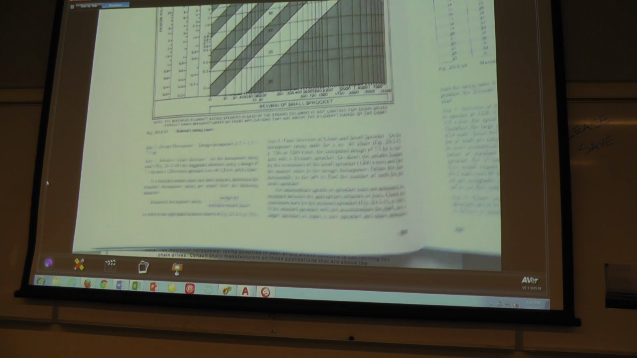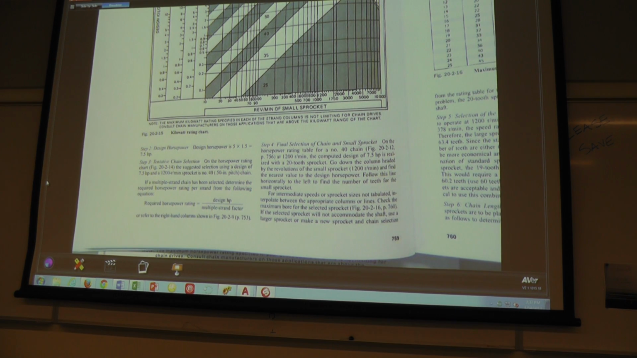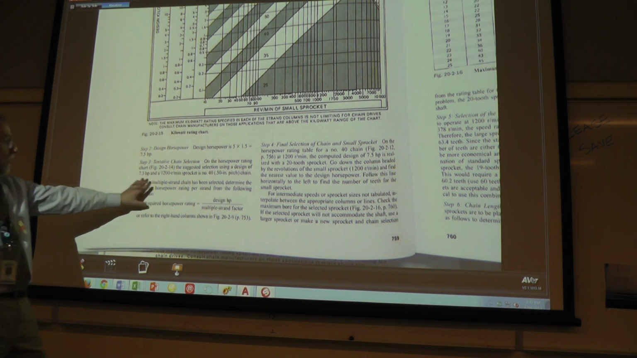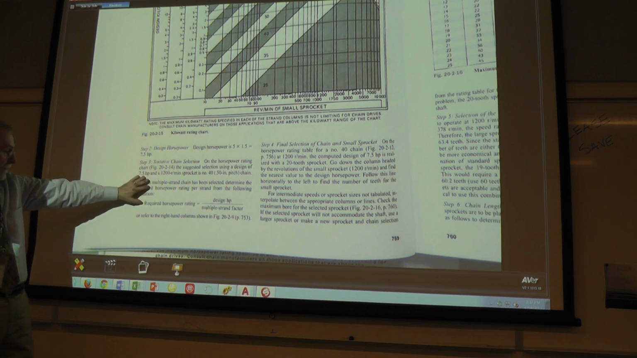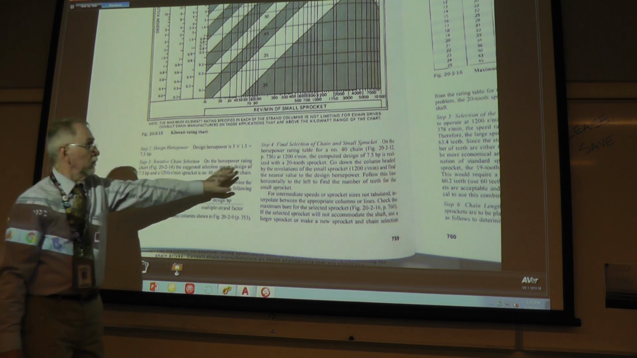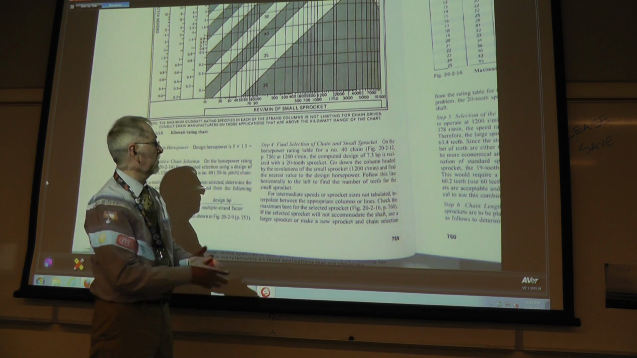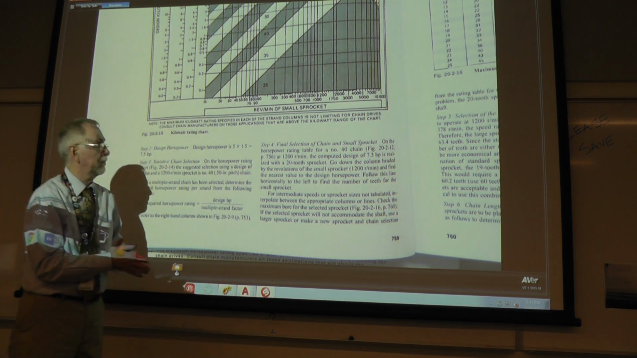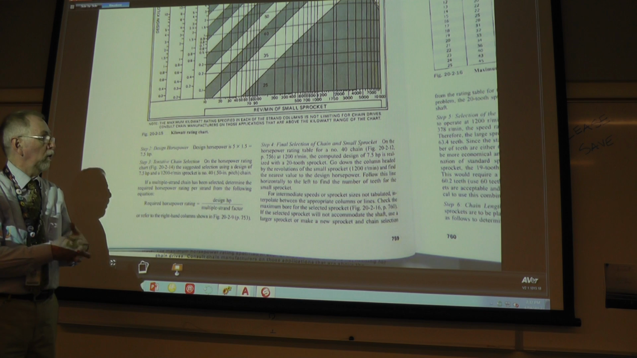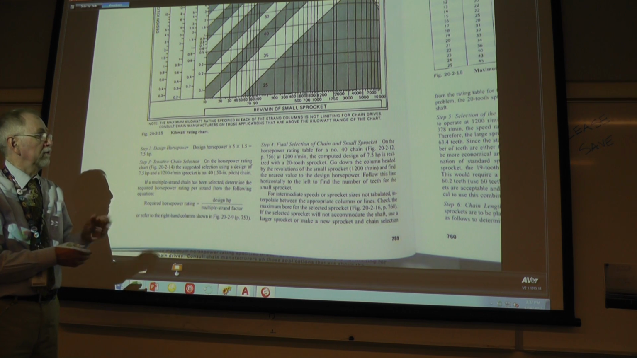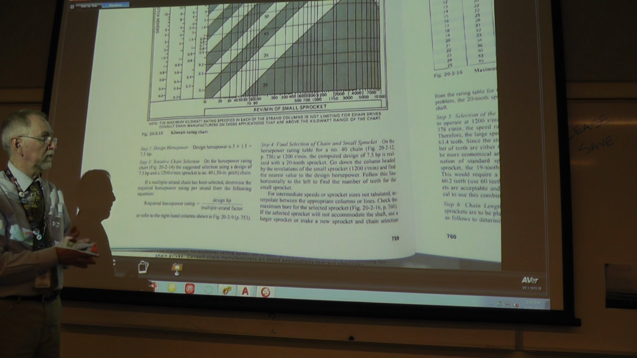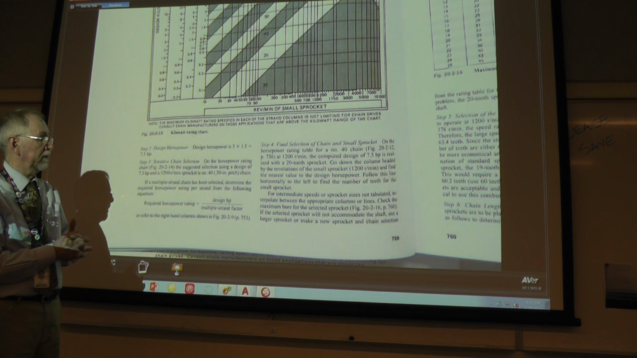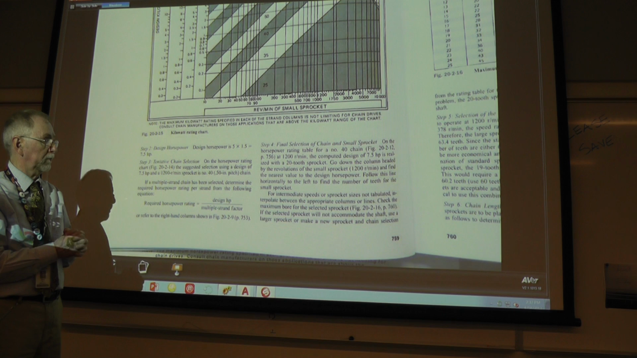All right. We don't have to worry about multiple strand factors on that. So then we go over here to the next part, step 4, final selection of chain and small sprocket. On the horsepower rating table for a number 40 chain at 1200 RPM, the computed design of 7.5 horsepower is realized with a 20-tooth sprocket.